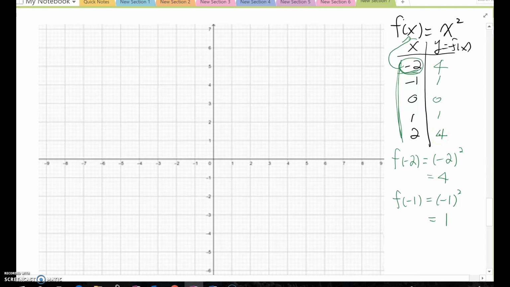Let's plot those ordered pairs on this plane graph. So (-2, 4), (-1, 1), (0, 0), (1, 1), (2, 4). You connect all these ordered pairs, then it's going to be the graph of this function. So I'm gonna connect them for you. Something like this. Okay?